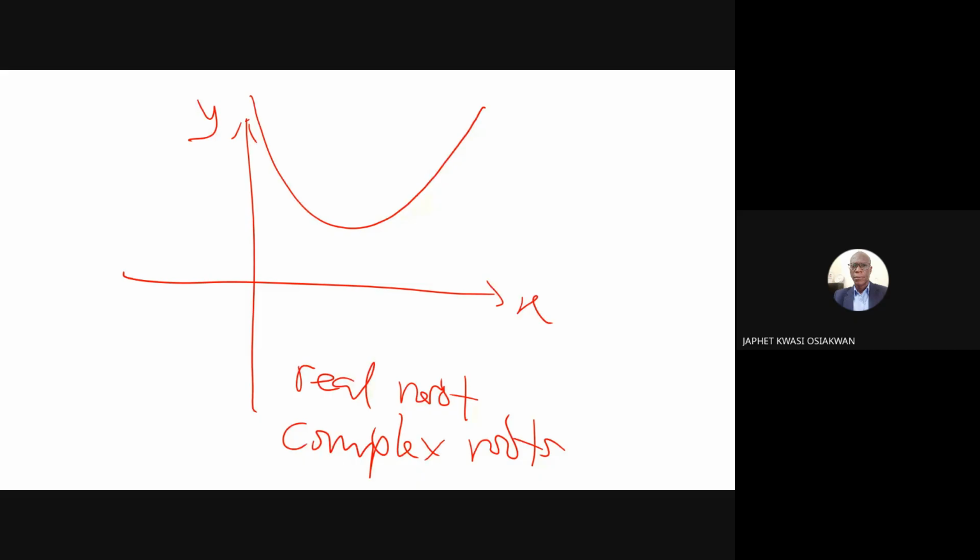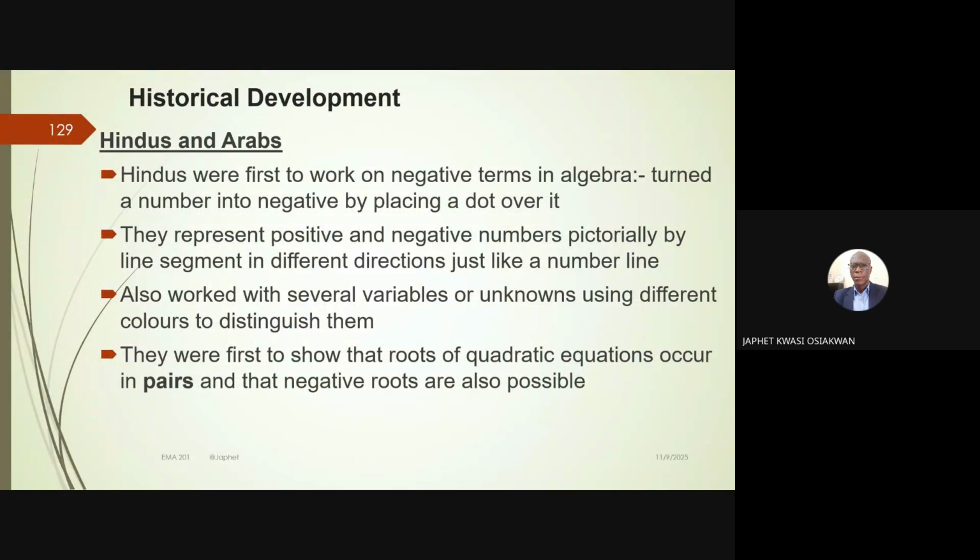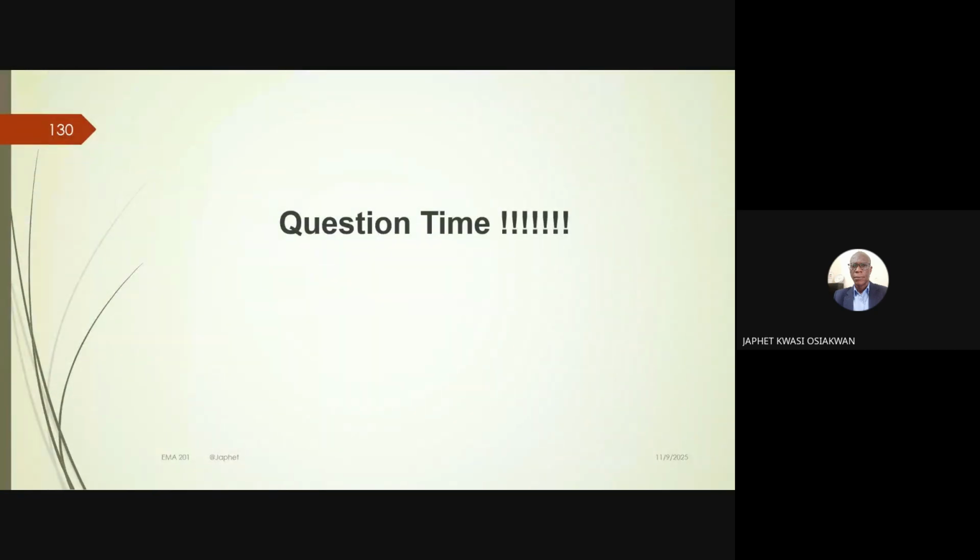Not all quadratic equations are factorable. Some have complex roots, and you need to know which ones, so that when you are solving, you will be careful. Any question? So the Arabs and the Hindus gave us the negative aspect, and now we know that the quadratic equation has two roots, or a pair of roots. Please, from now on, say pair of roots. Any question? Then I come to the end of this unit.